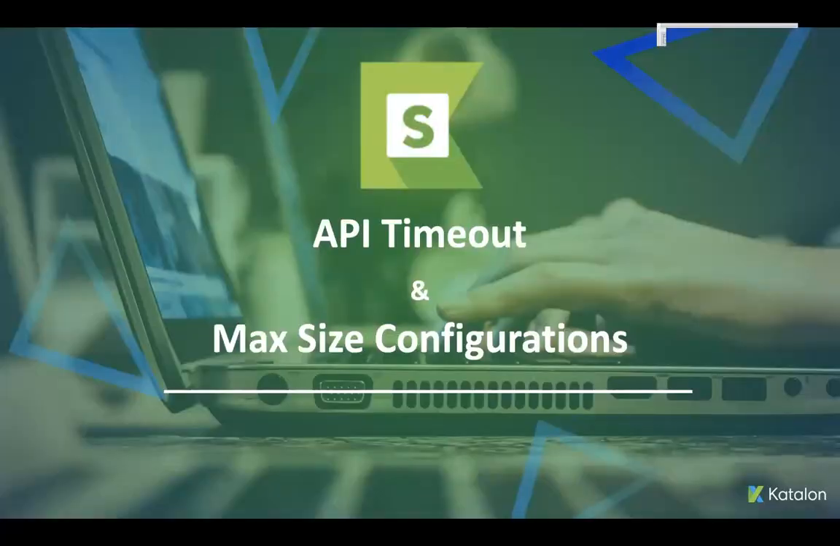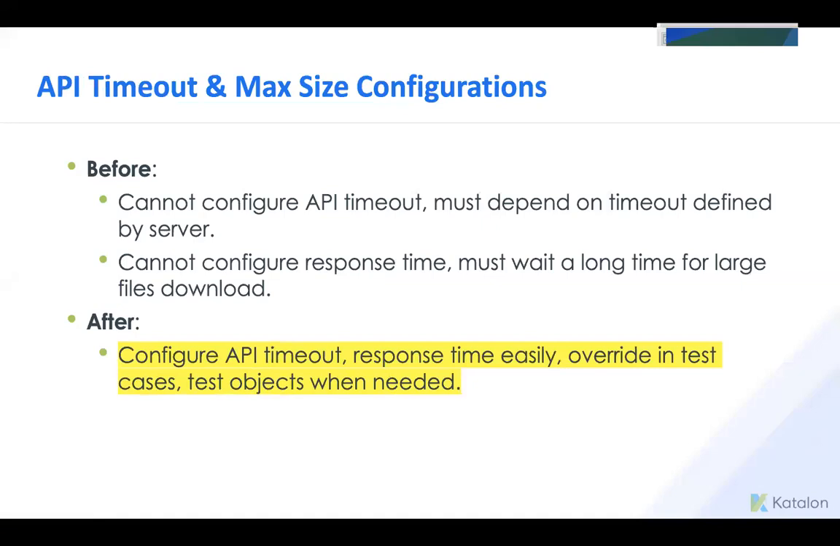Let's move on to the final feature that I would like to talk to you about. This time, the area of improvement is API. There are cases where the server doesn't specify the timeout for API calls. So previously, Katalon Studio relies on this parameter that the server responds. But if the server doesn't specify, Katalon Studio will just wait indefinitely.